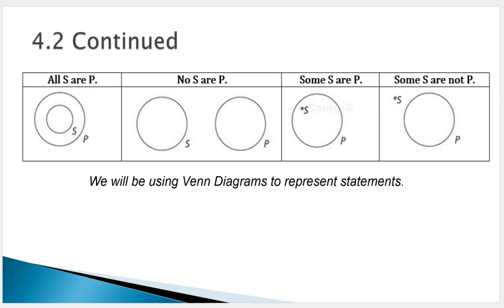So there's all S are P. That means every S is contained within P. So notice the S circle is completely contained within the P circle. No S are P means there is no overlap. S and P are completely separate. So no overlap between those two circles. Some S are P, we put S inside of P and we put a little asterisk next to it because some of S are inside P because they are P. But in the next one, some S are not P. S with an asterisk, but it's outside of P because they are not part of P. So definitely might need to practice these Venn diagrams because they will get more and more complicated as we move along.